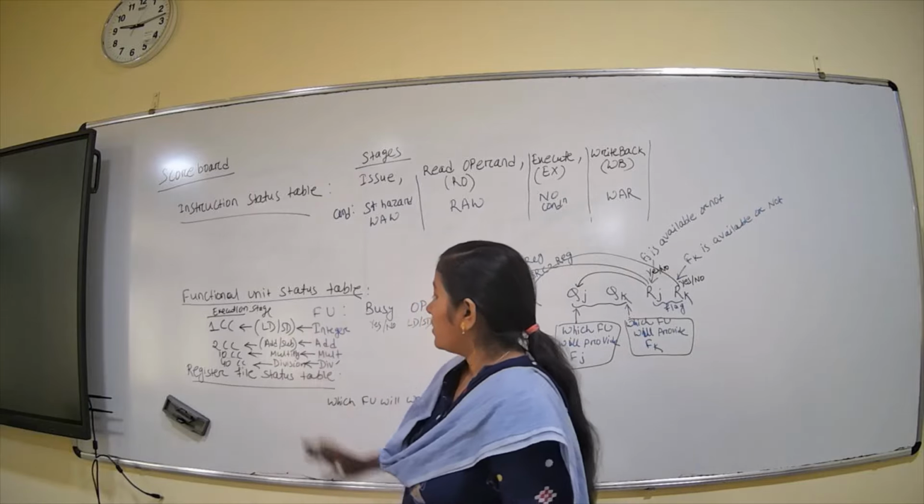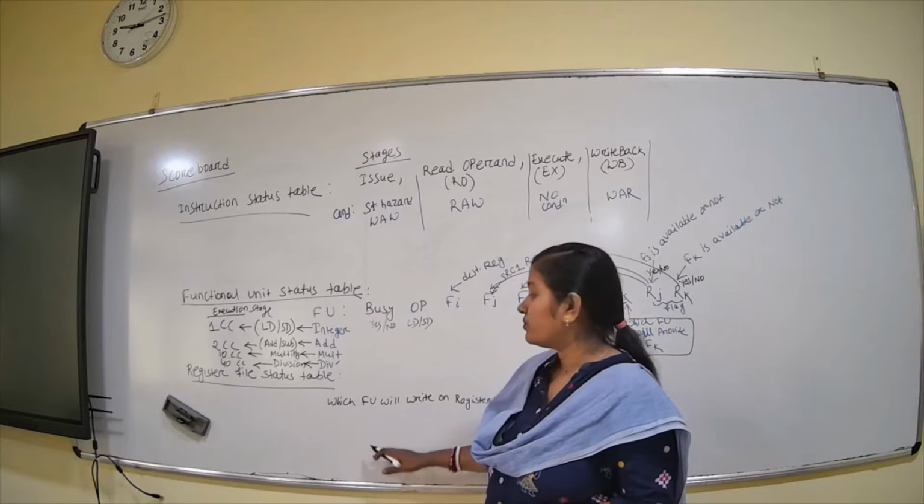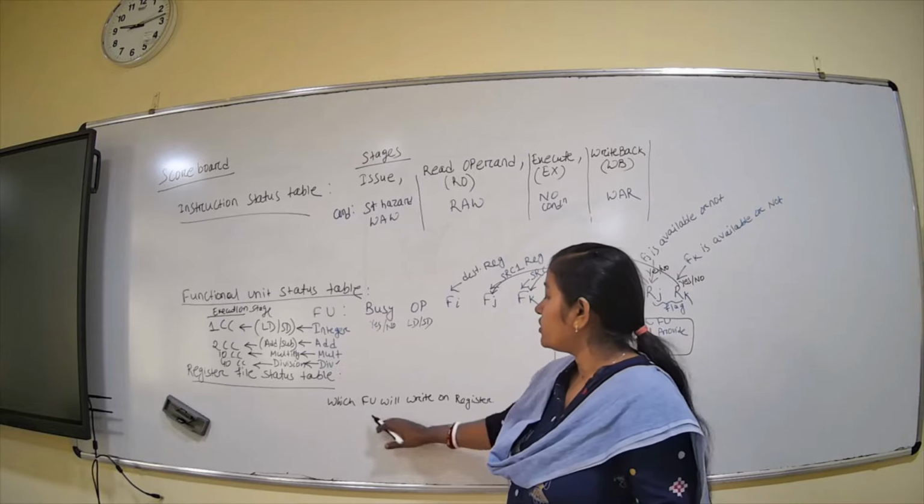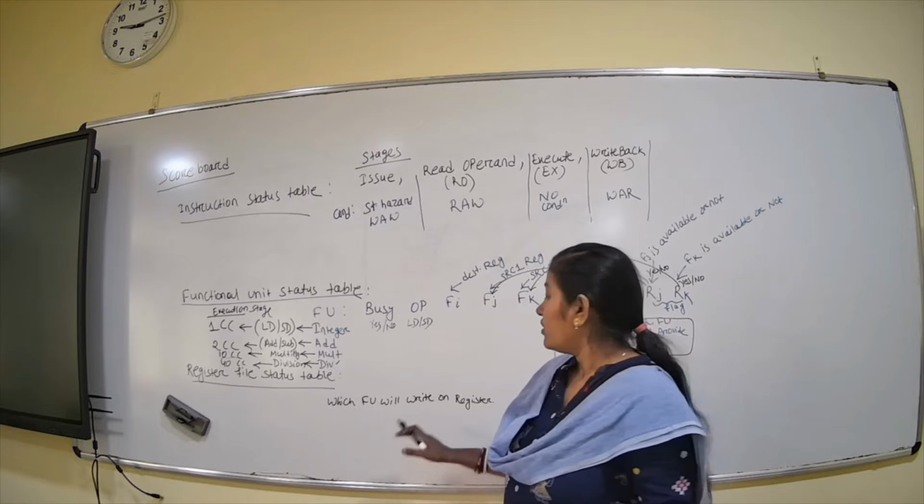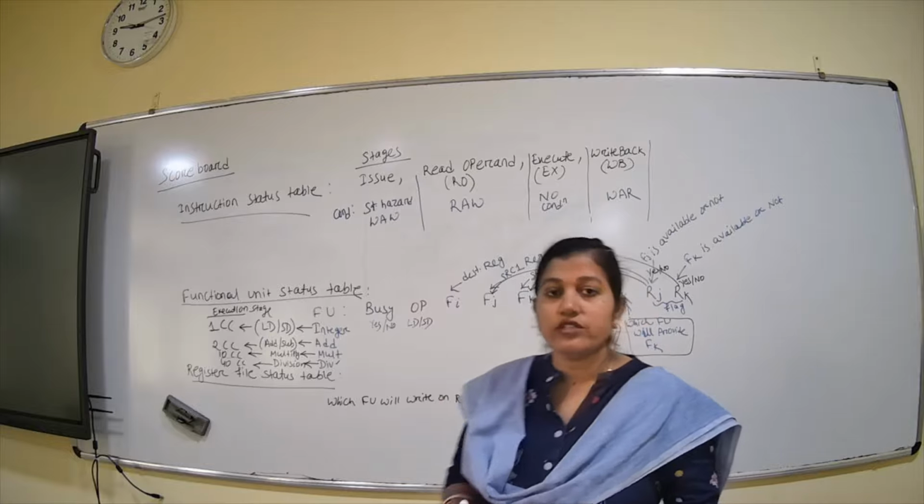Now comes the third type of status table, the register file status table. Here you write which functional unit will write to that register. Now we will discuss one example.